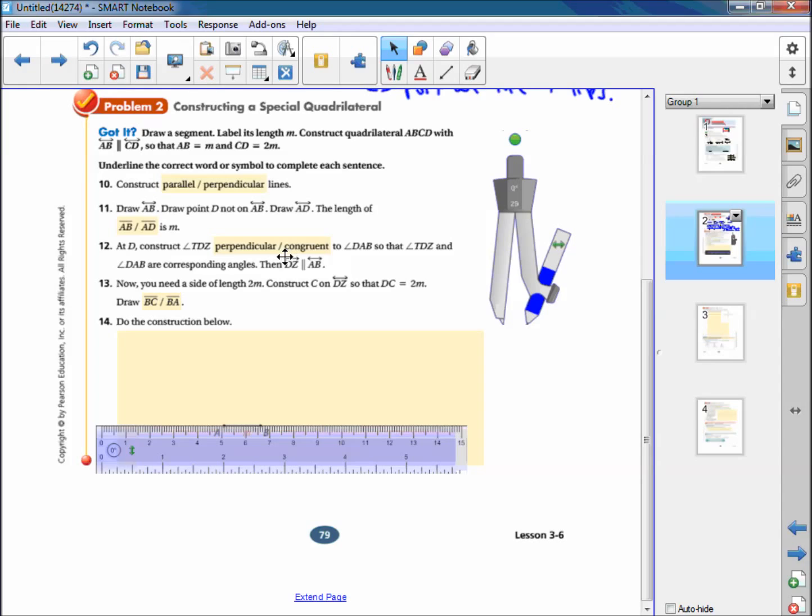So underline the correct word or symbol to complete each sentence. So construct parallel lines. We want to build parallel lines. Okay. Oops, we're going to underline that. So let's try that again.